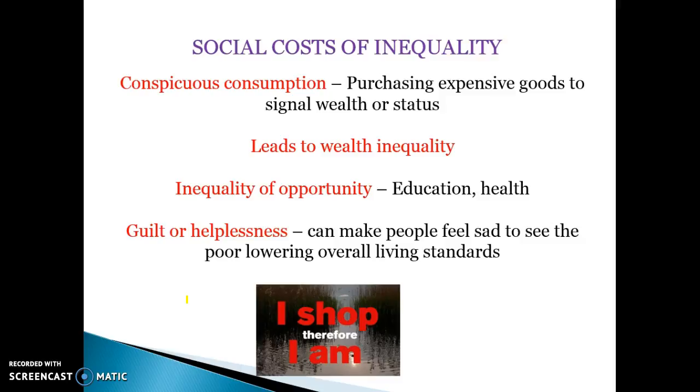Other social costs. Inequality can lead to conspicuous consumption. What that basically means is low-income earners might purchase expensive goods to signal wealth or status, to try and break down the barriers of social disharmony, and that can lead to them spending beyond their means and too much debt, which is more an economic cost. It can lead to wealth inequality because people in high income earners might inherit money or wealth, and that can lead to an even bigger discrepancy in terms of the income of high income earners and low income earners. It can lead to inequality of opportunity because low income earners might not get access to education or health, and therefore that class system continues to grow because of the lack of opportunities available to low income earners.